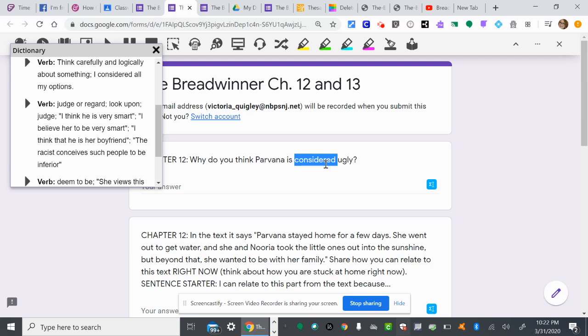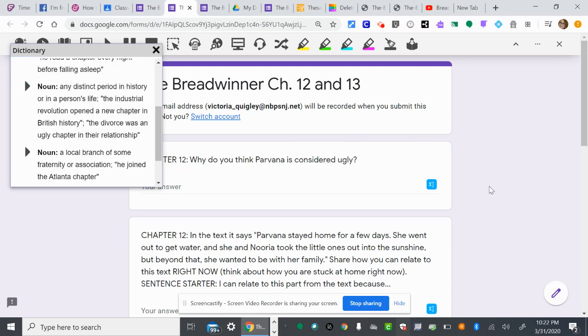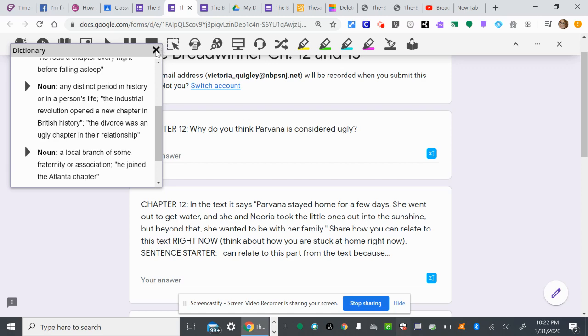I know a lot of people can relate to being judged. So, really, this is a good definition for considered. Why do you think Parvana is being judged to be ugly? And then I can answer that question using the information from the chapter.